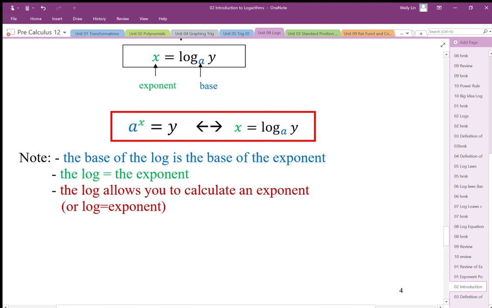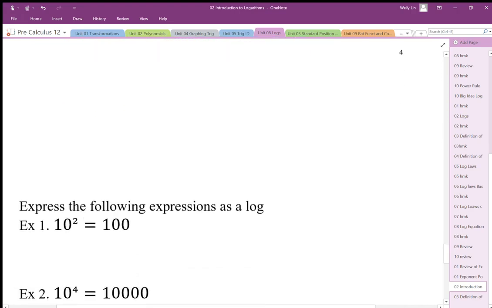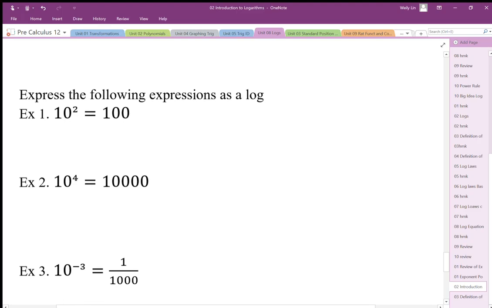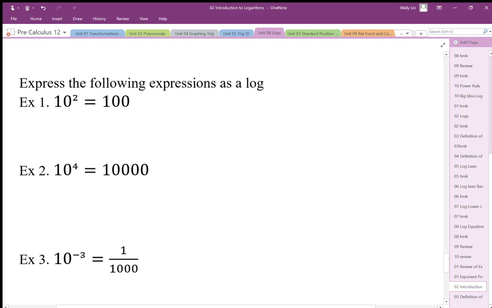So again reiterating this, the base of your exponent is the base of the log. The log answers the question, what's the exponent? So that must be equal to the exponent. And the log allows you to calculate this exponent, so the input should be your answer to the exponential, and the output should be your exponent. So we're just going to work on writing this as a log. 10 to the power 2 equals 100. That's perfectly true. But we want to be able to convert this exponential expression into a log expression. That's all we're doing right now.